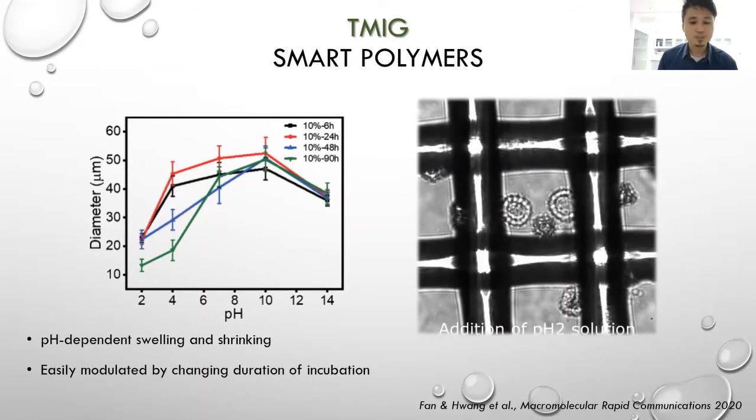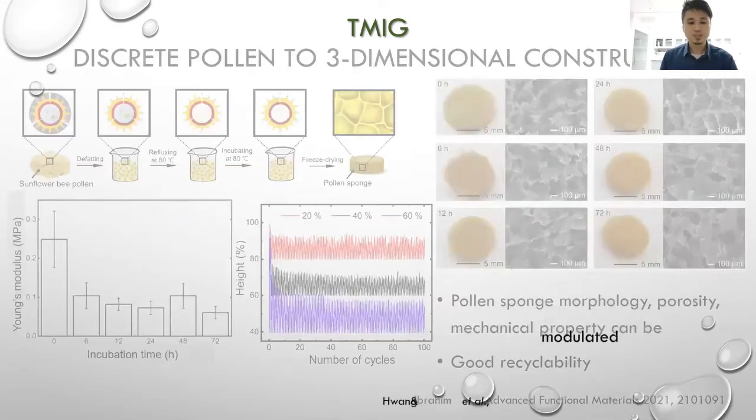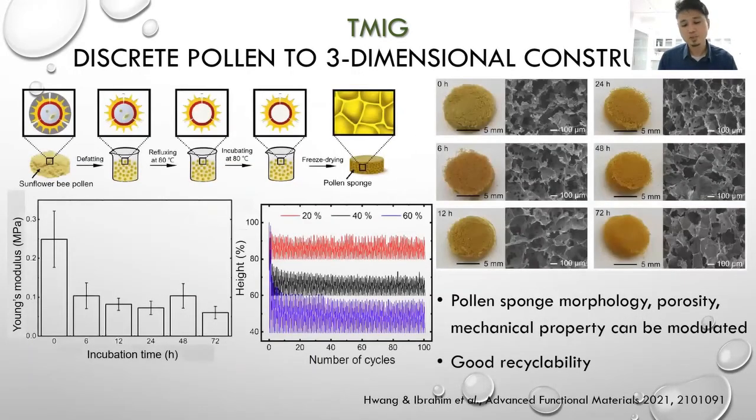An exciting aspect of these new soft pollen microgels is in the fabrication of 3D sponges by simply freeze-drying the microgel slurry. Utilizing pollen microgels of different incubation duration, the sponge morphology, porosity, and mechanical property can be easily modulated. Furthermore, these sponges have a good compression recyclability.